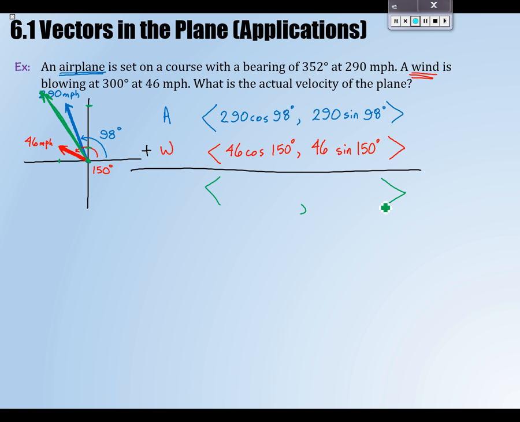I've got my calculator here too, so I'll do this. 290 cosine 98 plus 46 cosine 150. Store in. So I get negative 88 point something, negative 88.858.